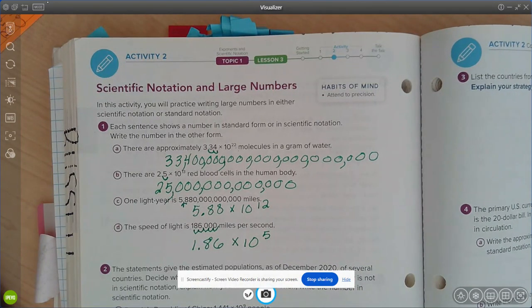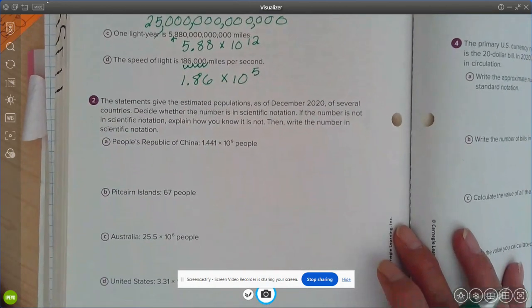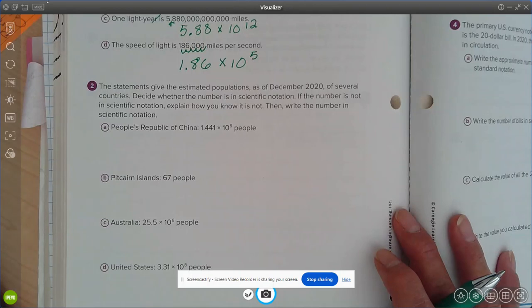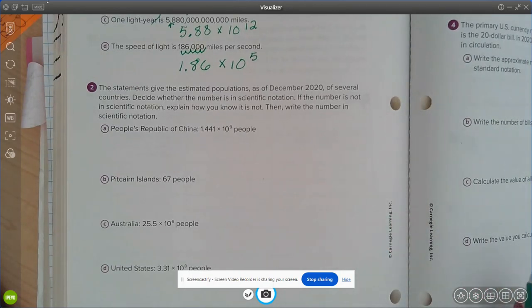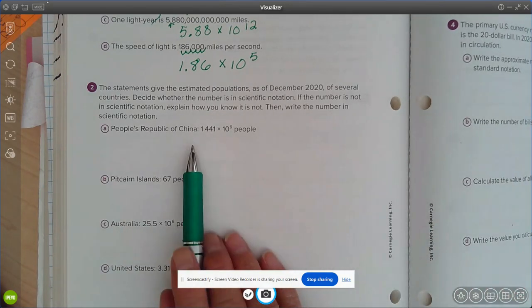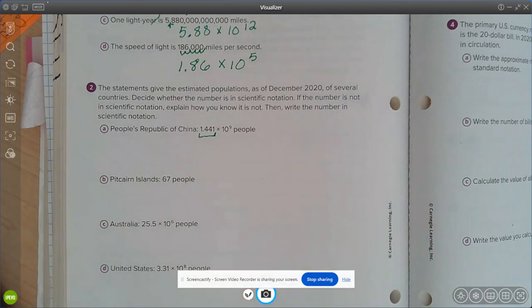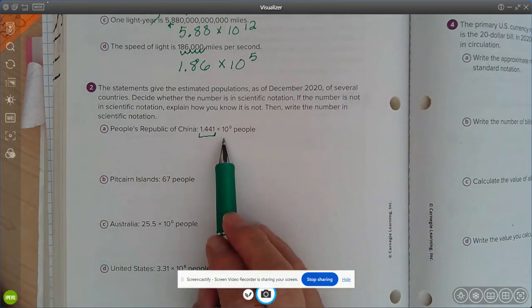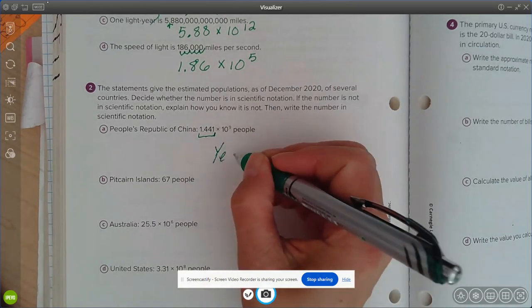Okay, so in the second part of this page, they want us to determine if this is actually in scientific notation, and if it's not, to write it in scientific notation. So we look for two things. Is this number between 1 and 10? And then is it a power of 10? So this one is in scientific notation.